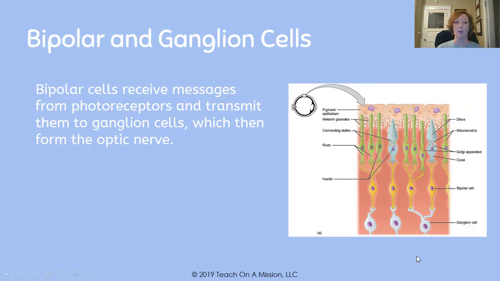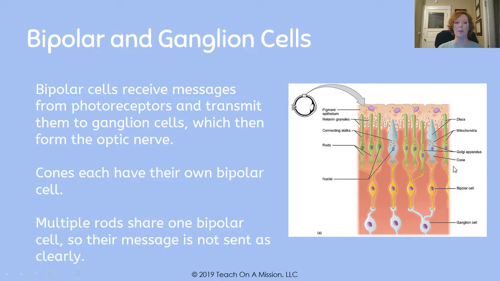So remember I told you I'd come back to bipolar and ganglion cells. Bipolar cells receive messages from photoreceptors and transmit them to ganglion cells, which then form the optic nerve. The optic nerve is what sends the message to the brain. Cones each have their own bipolar cell. So there's the difference that I was trying to help you get to in the last slide. And because cones have their own bipolar cell versus rods, which share one bipolar cell, the message from a rod is not sent as clearly.